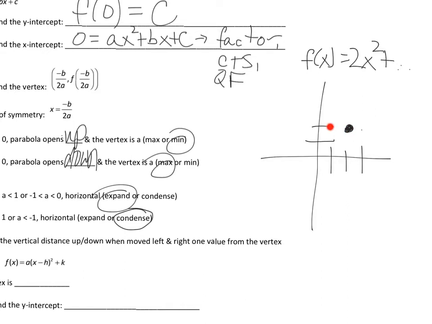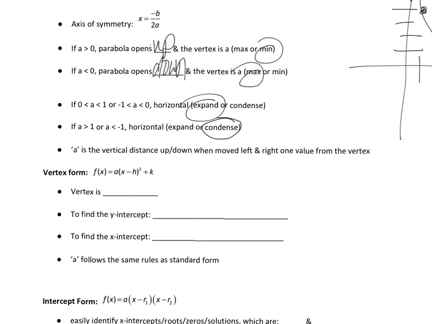If I move 1 unit to the left, you always move left and right 1, and then you go the a value up or down. Since it's positive 2, we are going to go up 2. So we can always graph the 2 points that are 1 unit to the left and right from the vertex by going over 1 and over 1, and then going the value of a up or down. If it's positive, we go up, and if it's negative, we go down. So that point would be right there, and that point would be right there, and then we could get a good sketch of the graph just simply based on knowing where the vertex is and the value of a.